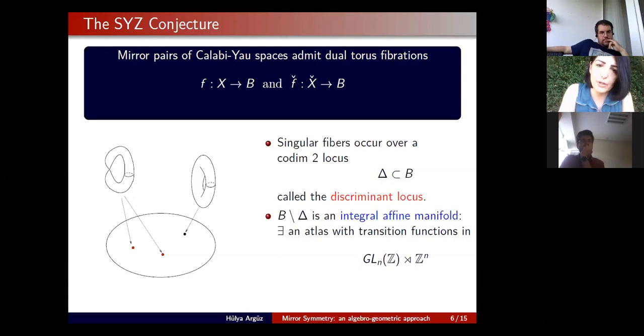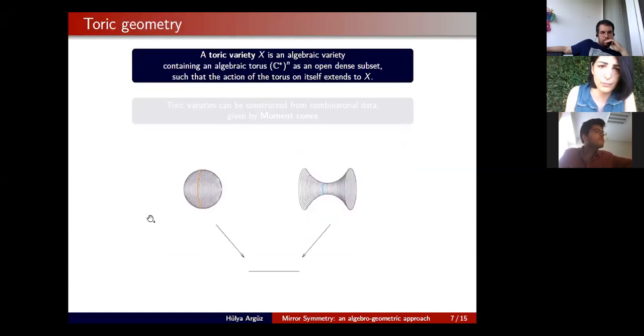And away from delta, P minus delta carries the structure of an integral affine manifold, which means that you can find an atlas with transition functions in the semi-direct product of GL_n(Z) with Z^n. So this is a singular torus fibration. As a choice, we always use red usually to denote the discriminant locus over which the singular fibers are.